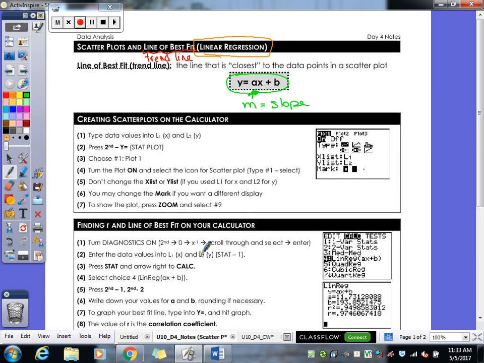So what we're going to actually be doing today is we are actually going to be calculating what your line of best fit is. And we're going to be using your calculator to do that. So first we have here directions on how to create a scatter plot, which you have to create in order to do your line of best fit. So instead of reading through step by step by step, when we get to an example, we're going to go through it then.